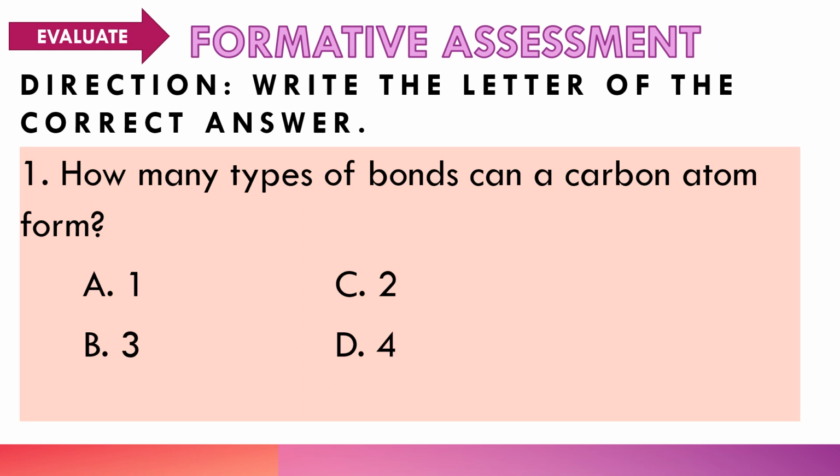And for the last step, we have your formative assessment. Write the letter of the correct answer. So you write your answer again in your science notebook. Question number one, how many types of bonds can a carbon atom form? A, 1, B, 3, C, 2, D, 4.